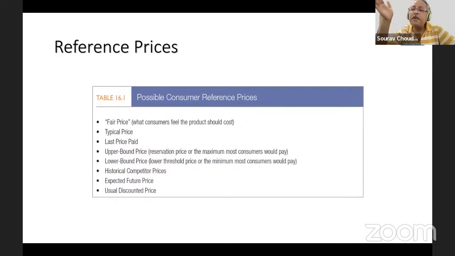And that becomes your upper bound price. ठीक है यार, मिनिमम तो इतना लगेगा. That becomes your minimum price or lower bound price. ठीक है. Historical competitor price.